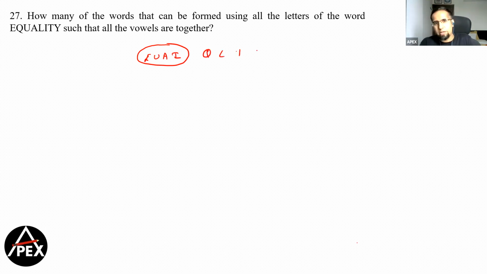And this is Q, L, T, Y. So how many units are there now? So you have 1, 2, 3, 4, and 5 units.